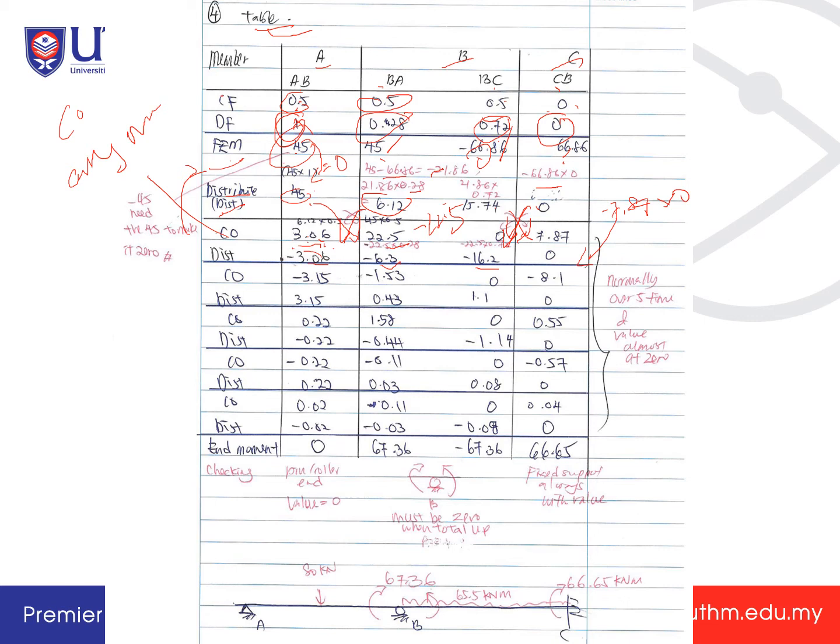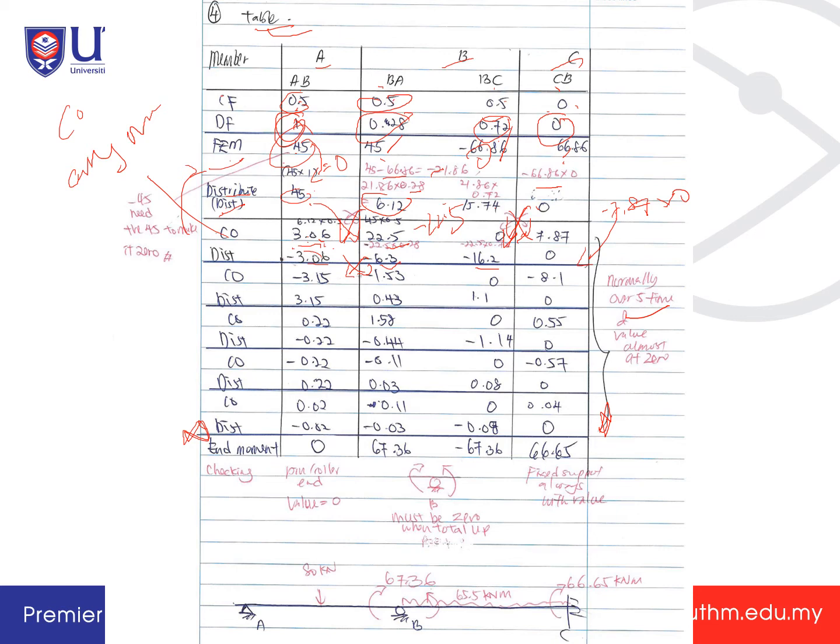And then you will have to do it until the distribution becomes almost 0. You will have to repeat this 5 times. Normally you need 5 times until everything's distribution is almost 0. So I explain this again. After you've done the distribution, then you will have to carry over again. So here we'll bring it to this, and here we'll bring it to here by times the carryover factor.